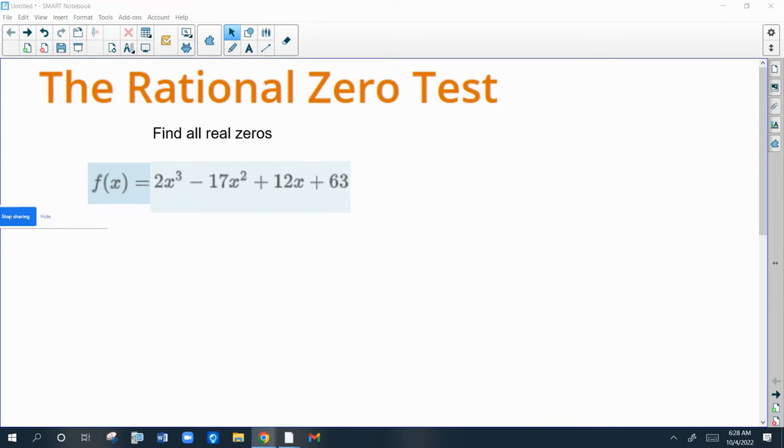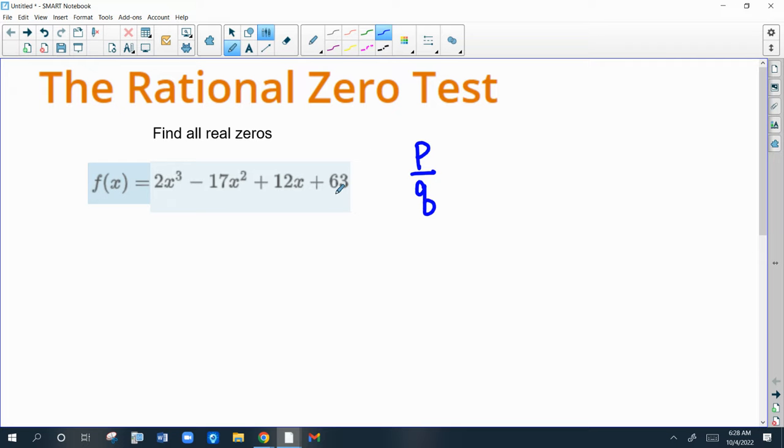So here we're going to use the rational zero test to find all the real zeros of a polynomial function. What the rational zero test says is if a polynomial function has a rational zero, which is in the form of a fraction, it would have to be in the form of p over q. P represents all the possible factors of the constant term, the term without the x.